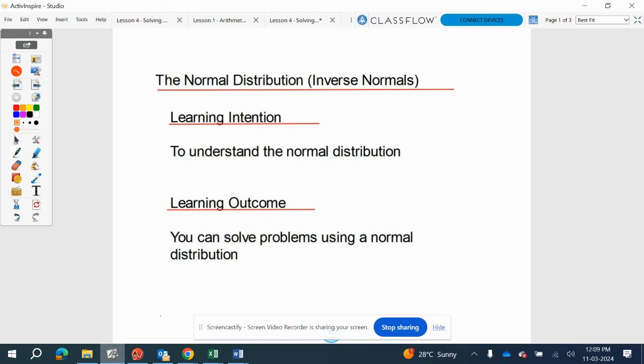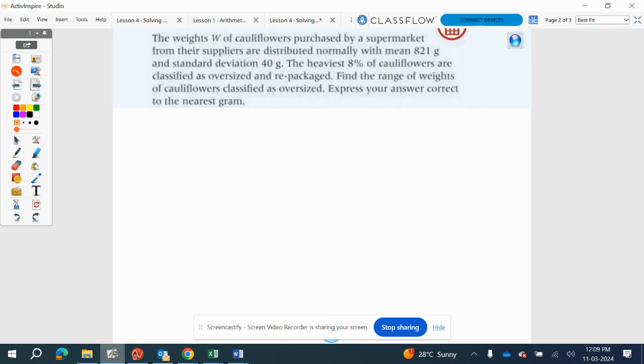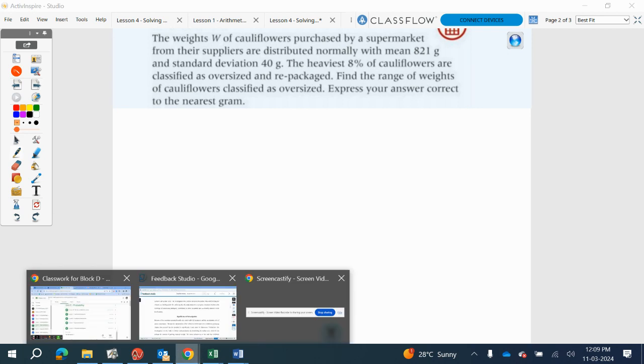Okay, so today we're going to look at normal distribution and inverse normals. I'd like you to start off by reading this question, trying to draw a sketch of the problem on a normal distribution curve, and then seeing what we can have a go at the question. So try and turn this question into a sketch of a normal distribution curve. I'll give you a few minutes to do that.